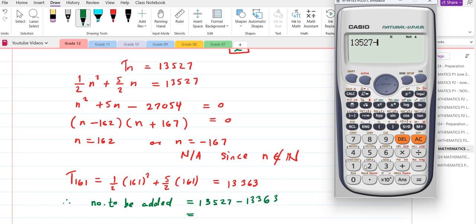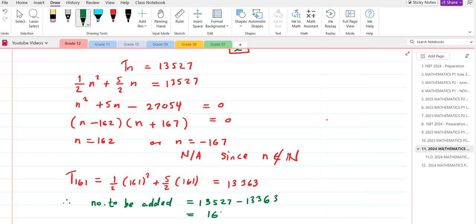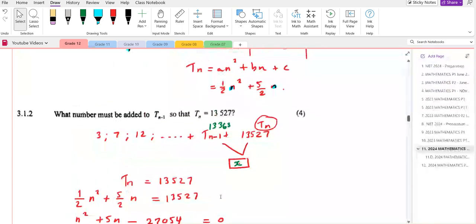So we're going to say 13,527 minus 13,363. So we need to add 164. So if we add 164 to Tn minus 1, then we'll get 13,527. So I hope you guys understood that. Right, so a very nice question.